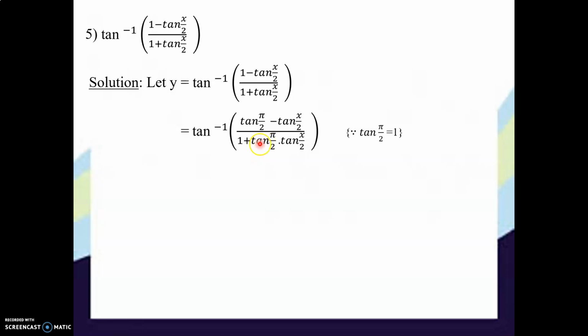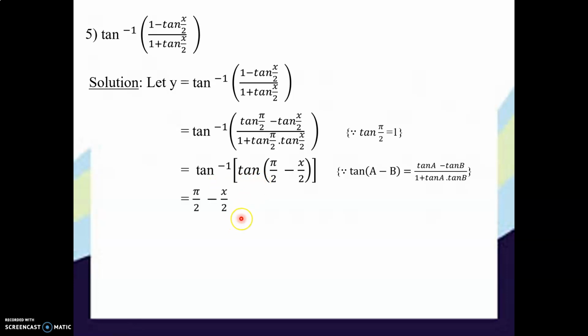So tan a minus tan b upon 1 plus tan a into tan b. In the place of tan a, we are applying tan pi by 2. So using this formula, this function will become tan of pi by 2 minus x upon 2. Now both the functions are tan. So one is inverse and another one is tan, so it will cancel. So y is equal to pi by 2 minus x upon 2 is the right function now.